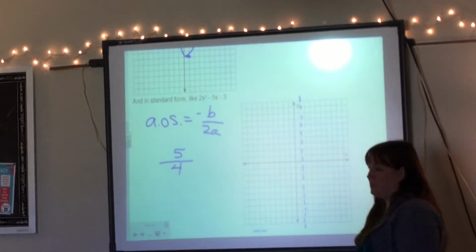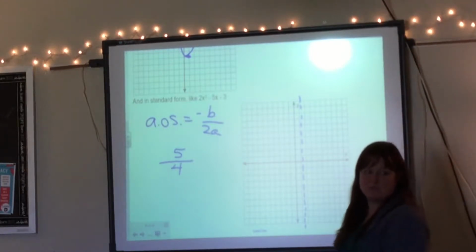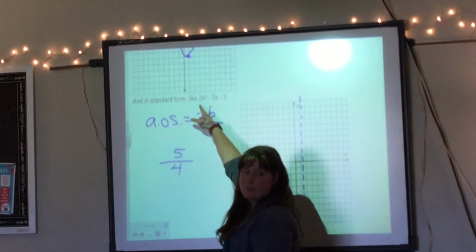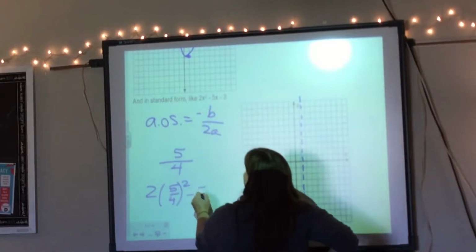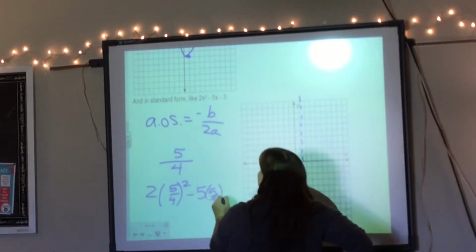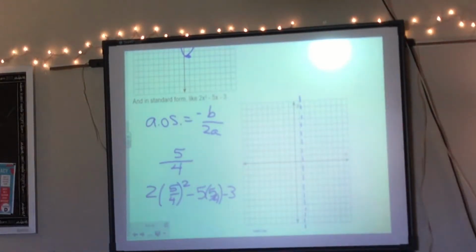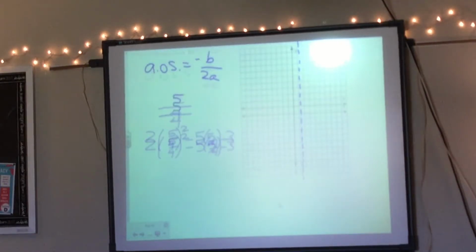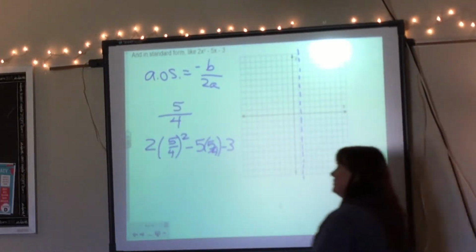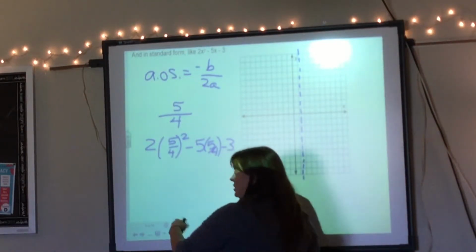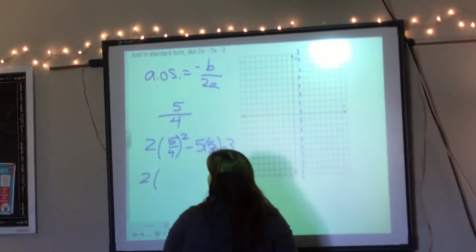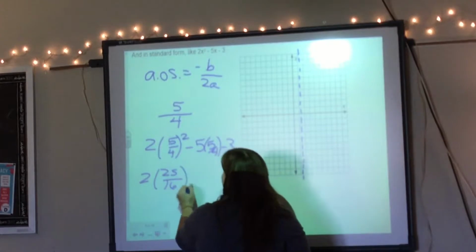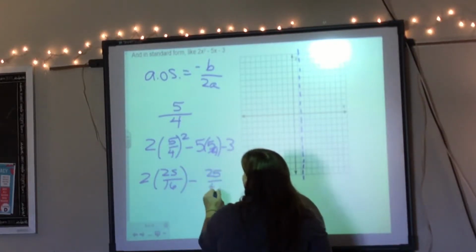So you get to plug back in a fraction. That's cool. We plug this in for x, remember that? So we go 2 times (5/4) squared minus 5 times 5/4 minus 3. Do you square what's in parentheses? Yes, you square that first. So we have 2 times 25 over 16, minus 25 over 4, minus 3.